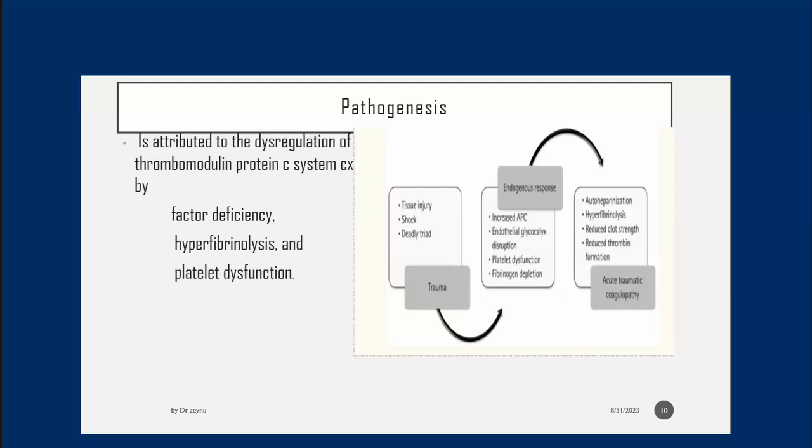This again leads to acute traumatic coagulopathy, which has autoheparinization, hyperfibrinolysis, reduced clot strength, and reduced thrombin formation, which leads to the bleeding tendency of the patient.